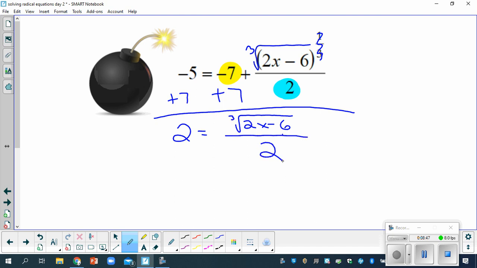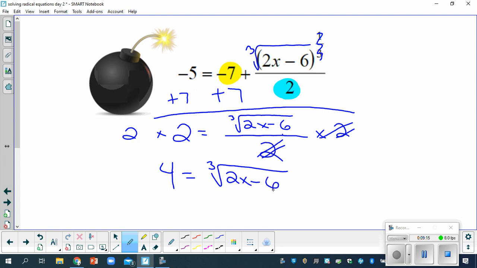And the next thing I want to do is get rid of anything multiplied or divided. This guy, it's one of those weird guys hanging outside the jail, but he's dividing. I don't know why. So the opposite of divide is times. I had a lot of kids who kept wanting to multiply that guy. Remember, what we're doing is we're undoing the operation. We're undoing it. So here's what I got. 4 equals the cube root of 2x minus 6.